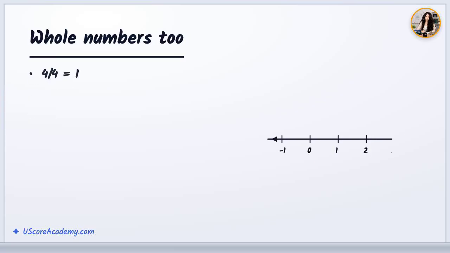When you take all the jumps, you land back on a whole number. 4/4 is the same as 1, because you covered the whole space. And 0/4 is just 0, since you have not jumped at all.